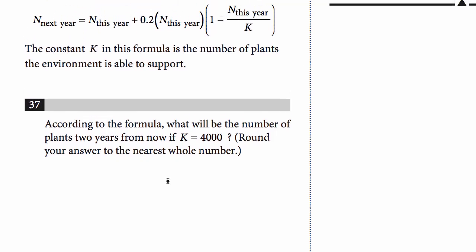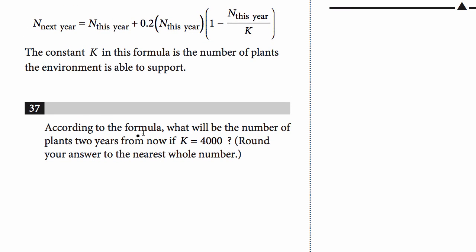And if we go down here, let's figure out what they want to know. According to the formula, what will be the number of plants 2 years from now? So that's the main piece of information, 2 years from now, if the K is 4,000. So let's just plug into our formula.